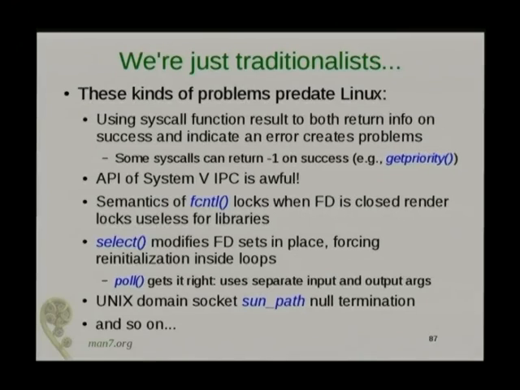Okay, it wasn't just us, of course. We're following on a long tradition. System calls that return -1 on success. That's a whole brokenness in the Unix API design. System V IPC, its API is a disaster. These are things that all predate Linux. fcntl locking is a disaster when you come to doing it with libraries. Select modifies its descriptor sets in place. The one example I had rolling at the beginning, the sun_path for Unix domain sockets, is a mess.